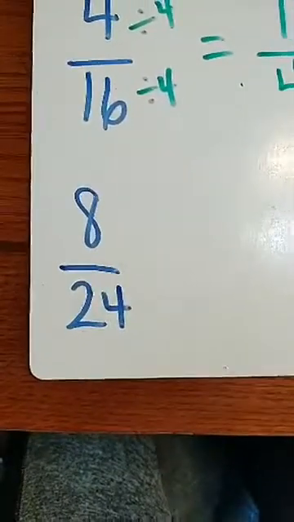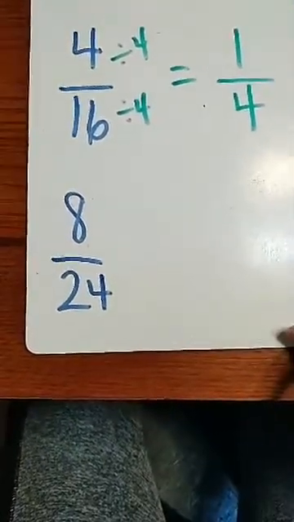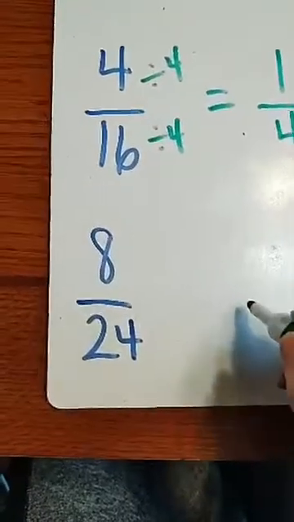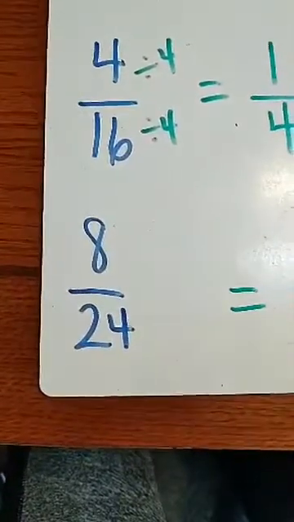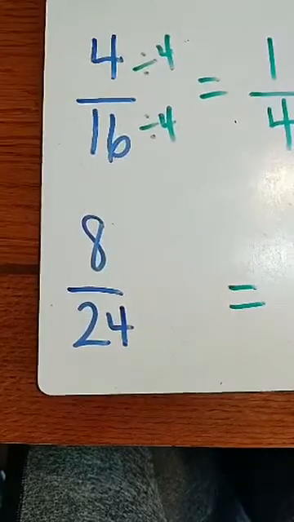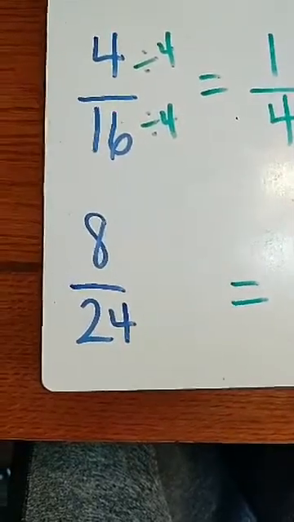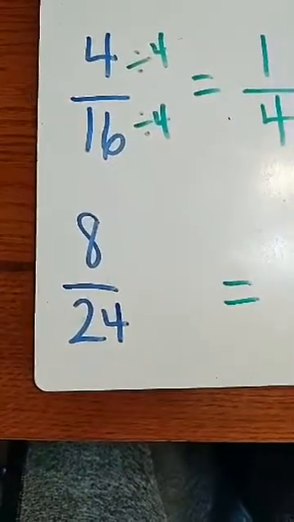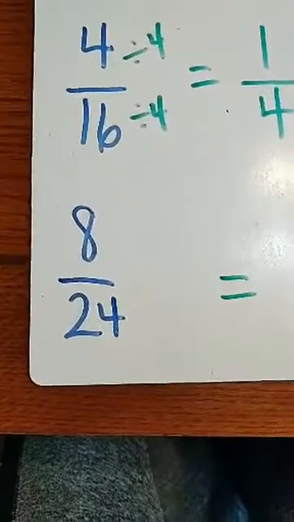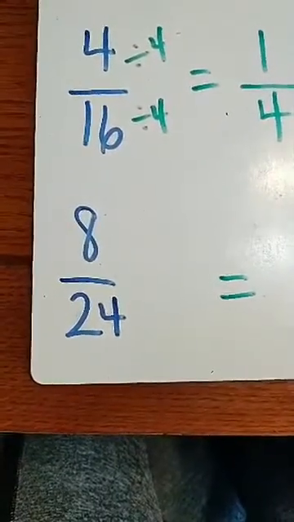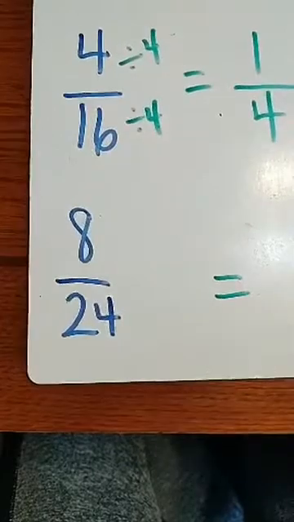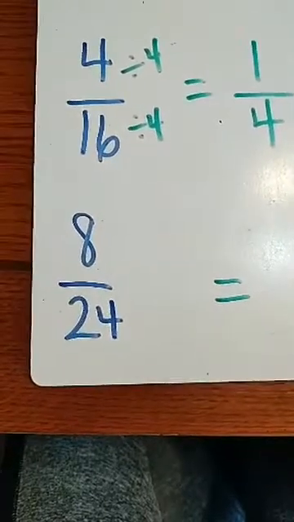Okay, 8/24. We want to divide them both by something to reduce this. What is the biggest number we could reduce them by? What is their greatest common factor? You guys have done that before too. Greatest common factor, the biggest number that they have in common to divide by.